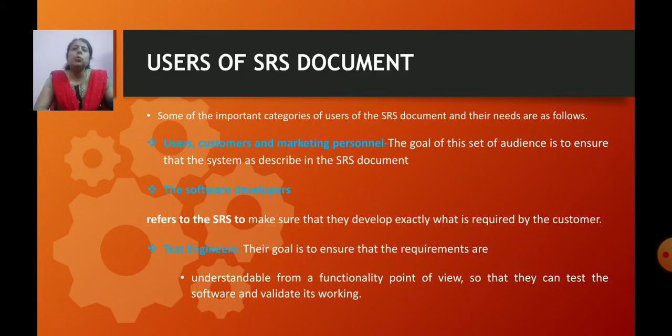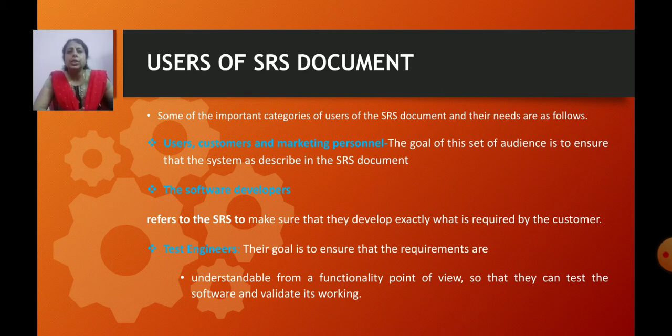The next is who uses the SRS document. Some important categories of users of the SRS document and their needs are as follows. First are users, customers and marketing personnel. The goal of this set of audience is to ensure that the system is as described in the SRS document. Means users, customers and marketing personnel check the software by referencing the SRS document. As the requirements are written in the SRS document, they check the software.